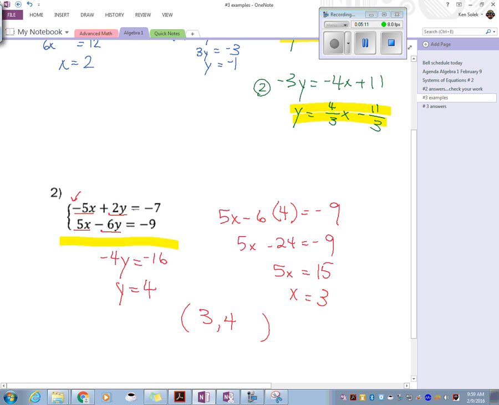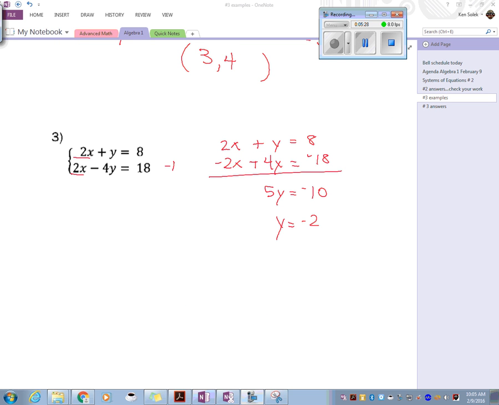Now, again, you could put these equations in y-intercept form and graph them to see the solution. So there's another way to do that. I forgot to press my record button, so I'm going to go back and do that.